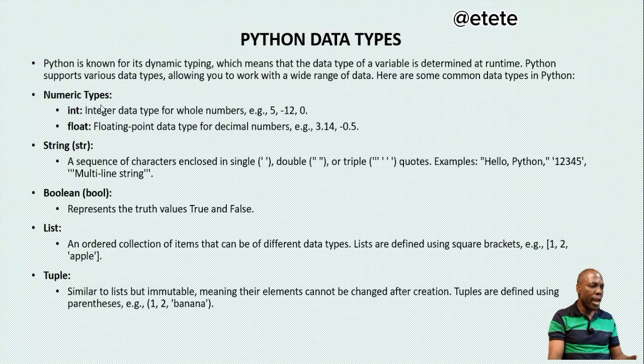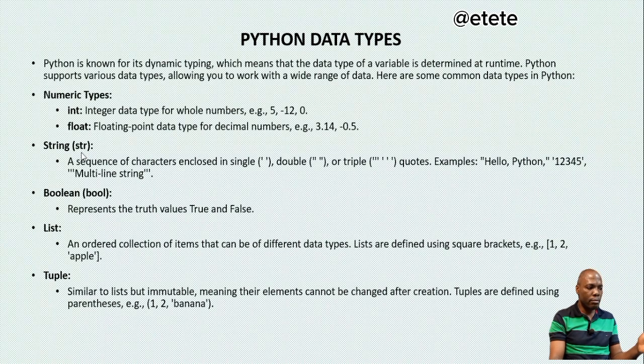Now, numeric types. int: integer data type for whole numbers, e.g. 5, minus 12, 0. float: floating point data type for decimal numbers, e.g. 3.14, minus 0.5. That is the float data type.